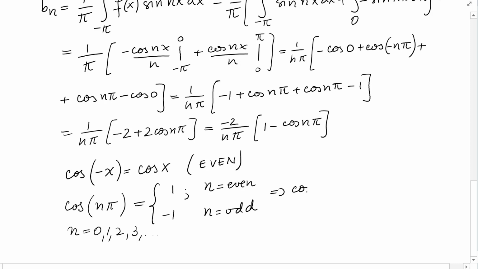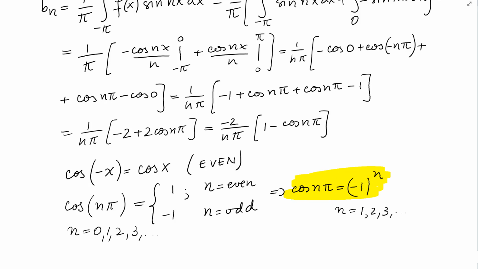So that means cosine of n pi is equal to negative 1 to the n, because when n equals 1, 2, 3, and so on, this expression here, which is very important and useful, helps us calculate the cosine of n pi. So basically this is equal to negative 2 over n pi times 1 minus negative 1 to the n.